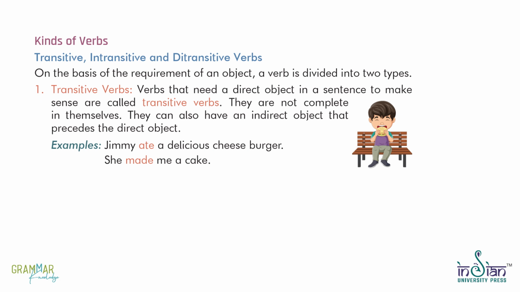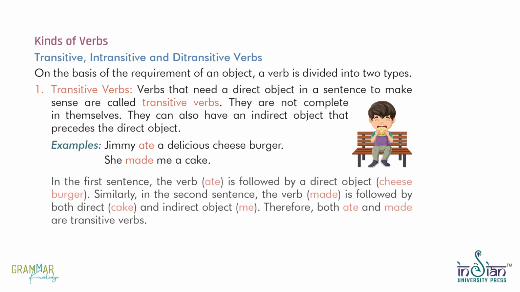1. Transitive verbs. Verbs that need a direct object in a sentence to make sense are called transitive verbs. They are not complete in themselves. They can also have an indirect object that precedes the direct object. Examples. Jimmy ate a delicious cheeseburger. She made me a cake.